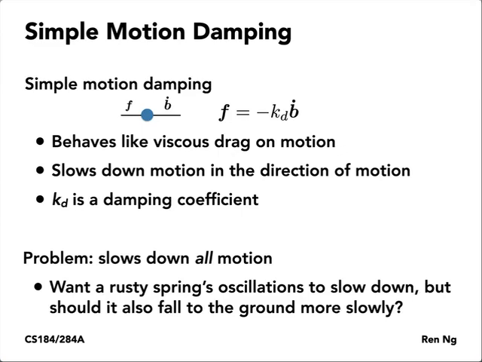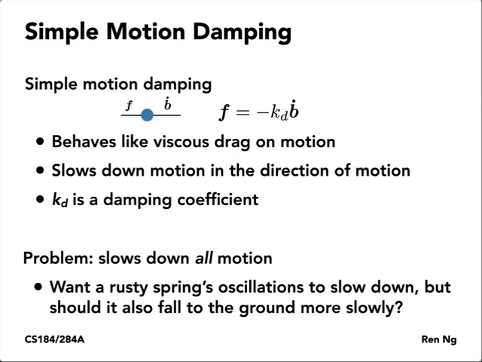One problem with this simple motion damping, at least as it relates to the spring motion that I talked about, is that it will slow down all motion in the scene. For example, if we have a spring, it doesn't need to be rusty. We know that in the real world, if you have any spring and you start it oscillating, it will slow down. Even if it's a great spring, set up really well, there'll be losses in its energy as it goes through its oscillations.